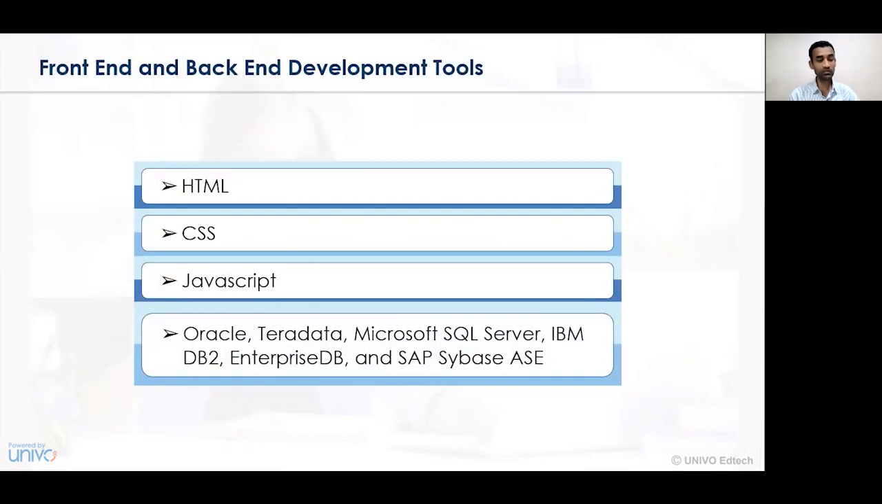Now let's understand what the various front end and back end development tools are that can be used in an organization. The various tools are: number one, HTML; number two, CSS, a certain amount of software; number three, JavaScript; and number four, the various software that can be implemented, which may be related to Oracle, Teradata, Microsoft SQL Server, IBM DB2, Enterprise Database, and SAP Sybase ASE.